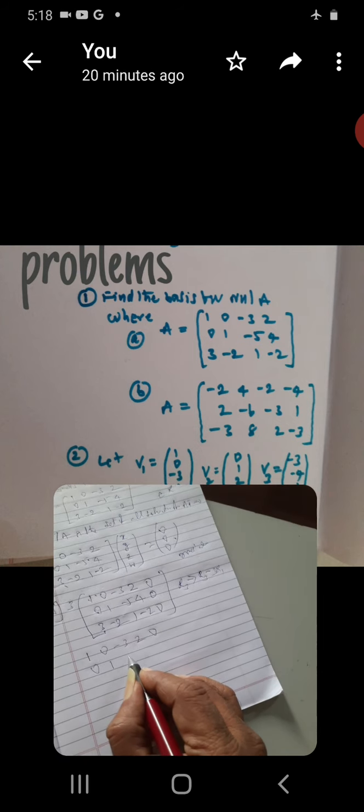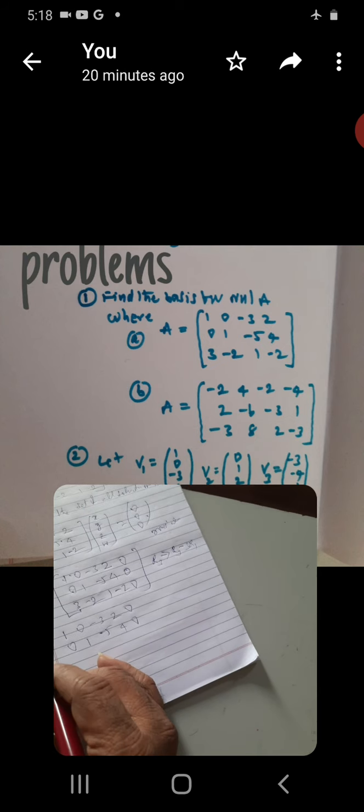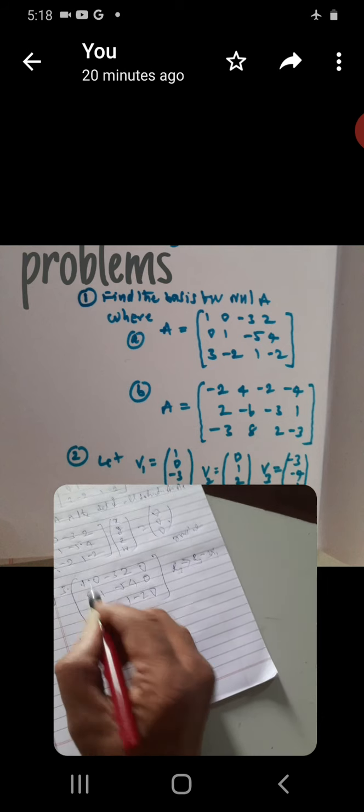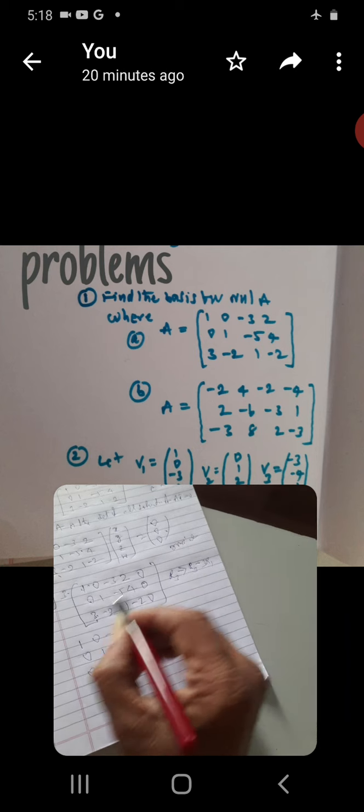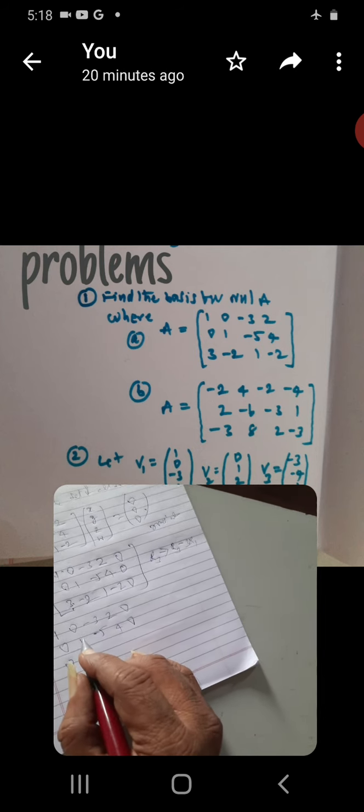0, 1, minus 5, 4, 0. The third row you can change. 0, 3 into 0, minus 0. This is R3, minus 2, 0. That is, you write minus 2.